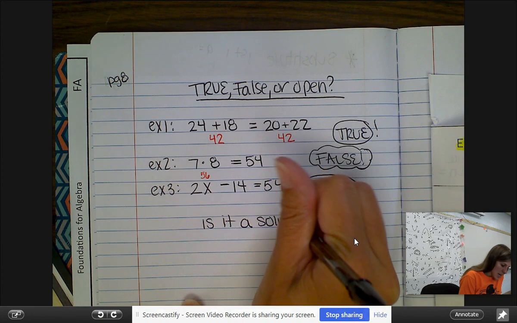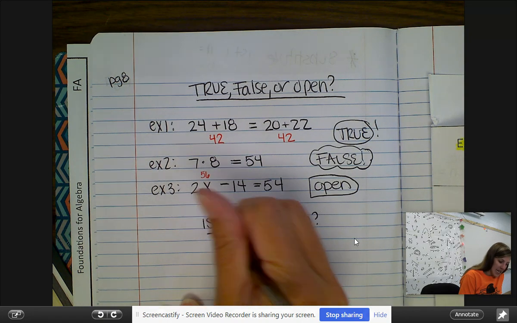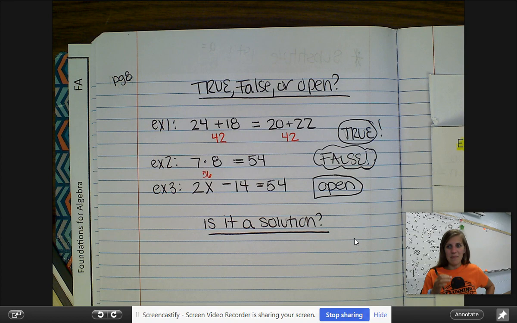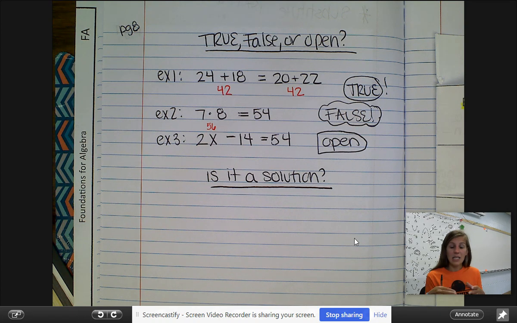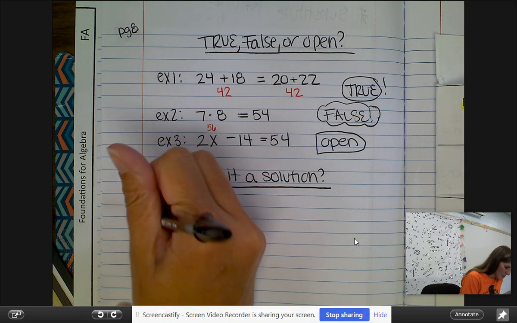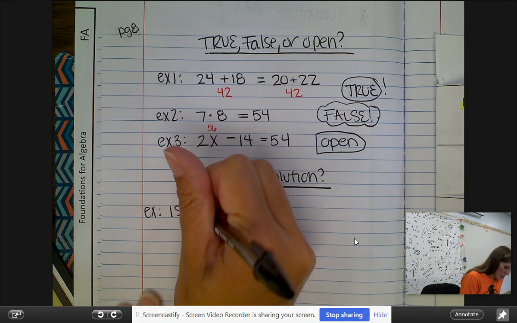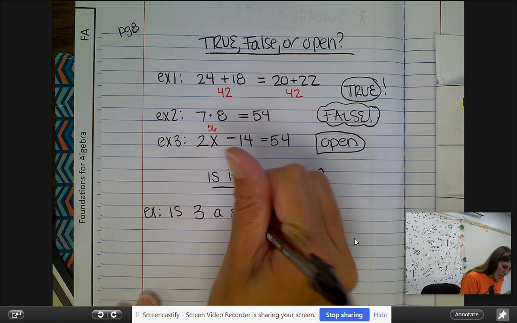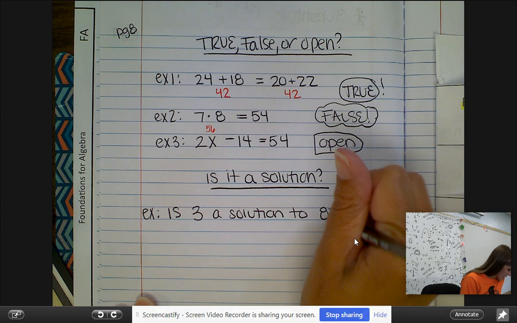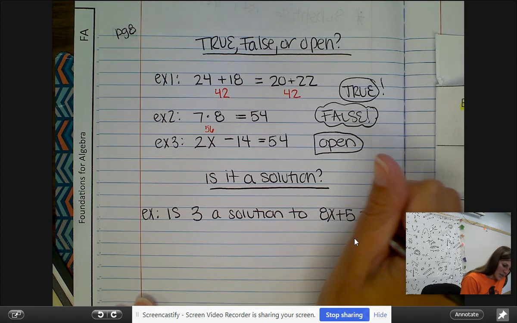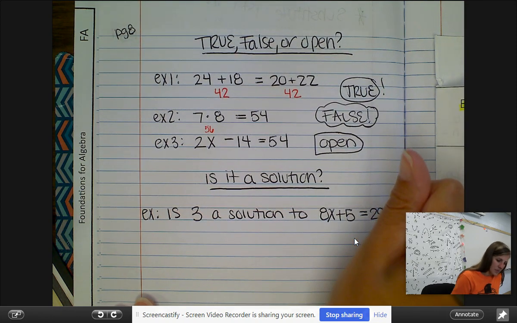So on that last one, I know probably some of you are dying to just figure out what x is, and maybe you remember how, and that's great. We're going to get to that very soon. But for now, let's say somebody magically gave you the solution and you want to see if it does work in the equation or not. So an example of that might be, is 3 a solution to 8x plus 5 equals 28.